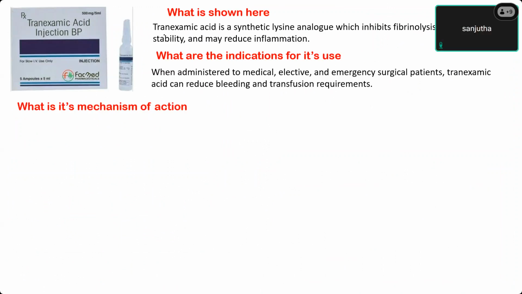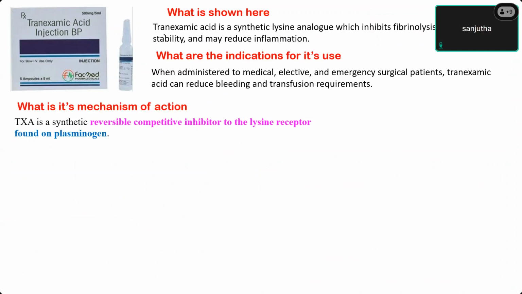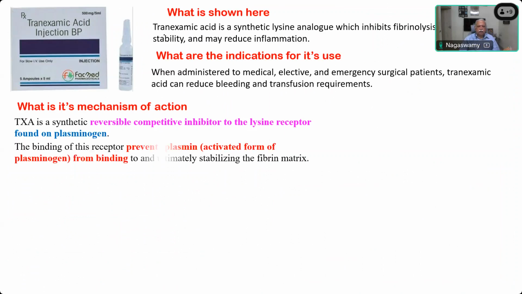It inhibits plasminogen activation, sir. It is a reversible competitive inhibitor of the lysine receptor found on the plasminogen. Okay, so plasminogen has to be converted to plasmin, which will be activated only by lysine receptor. So the binding of this receptor prevents plasmin, activated plasminogen, from binding to and ultimately stabilizing the fibrin matrix.